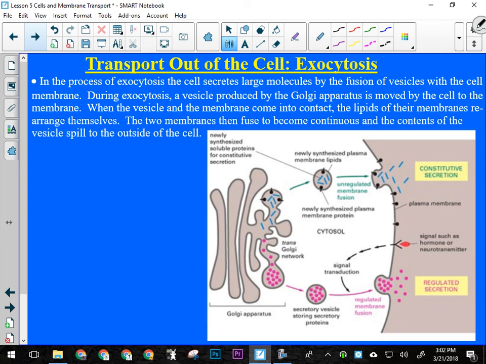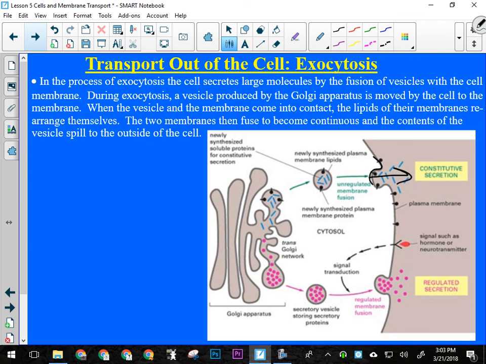Exocytosis means to move stuff out of the cell. If something is going out of the cell, it's either coming from the Golgi, most often, or the smooth ER. In either case, it's going to arrive at the membrane in a vesicle, that little membrane-enclosed sac. When it merges with the membrane, it effectively becomes part of the membrane, and whatever was inside is expelled out of the cell.